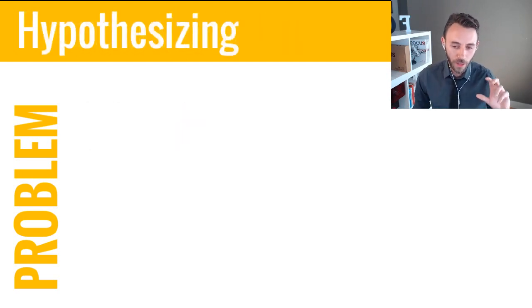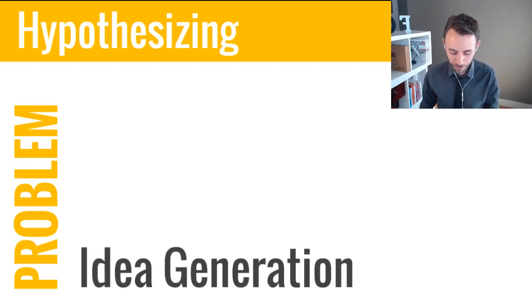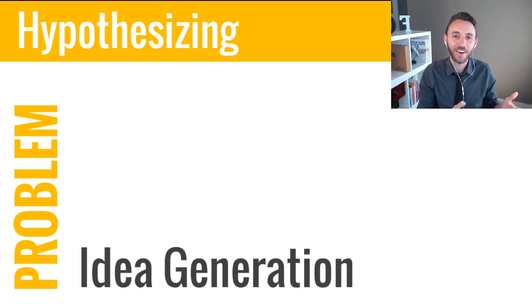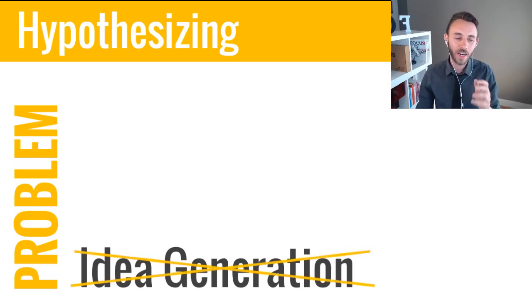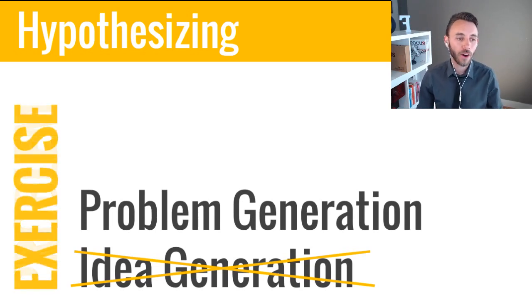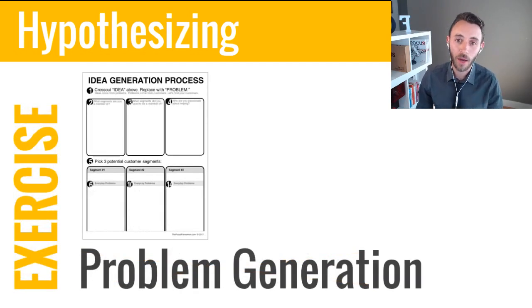Now, where this normally comes up and is a problem is in the idea generation phase. Lots of times we try and teach our students to come up with creative ideas for businesses, and this always fails. Why? Because customers don't care about products anyway. Right? So we need to get our students focused not on idea generation, but instead what customers really care about, and that's problem generation. So our next exercise is actually going to be a problem generation exercise.